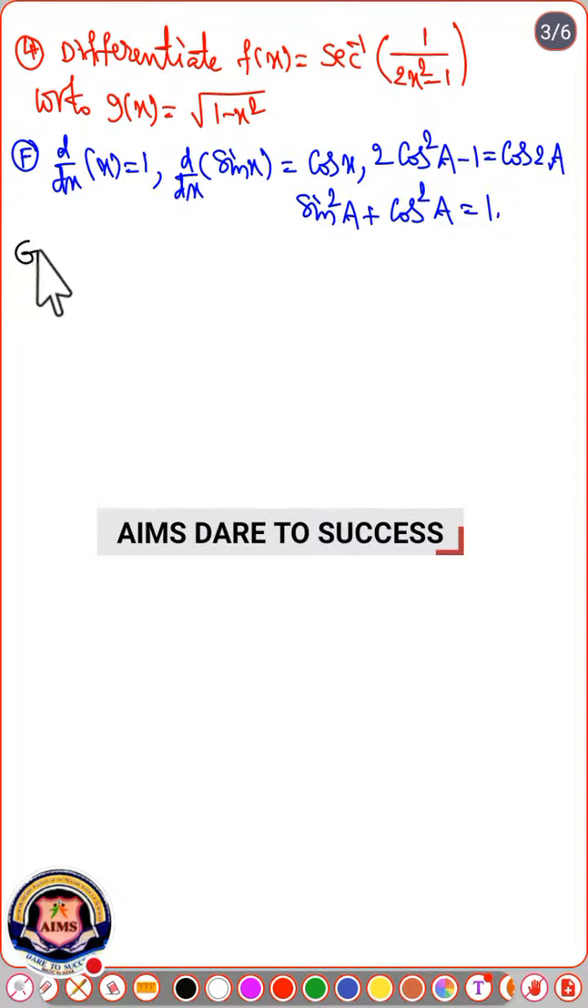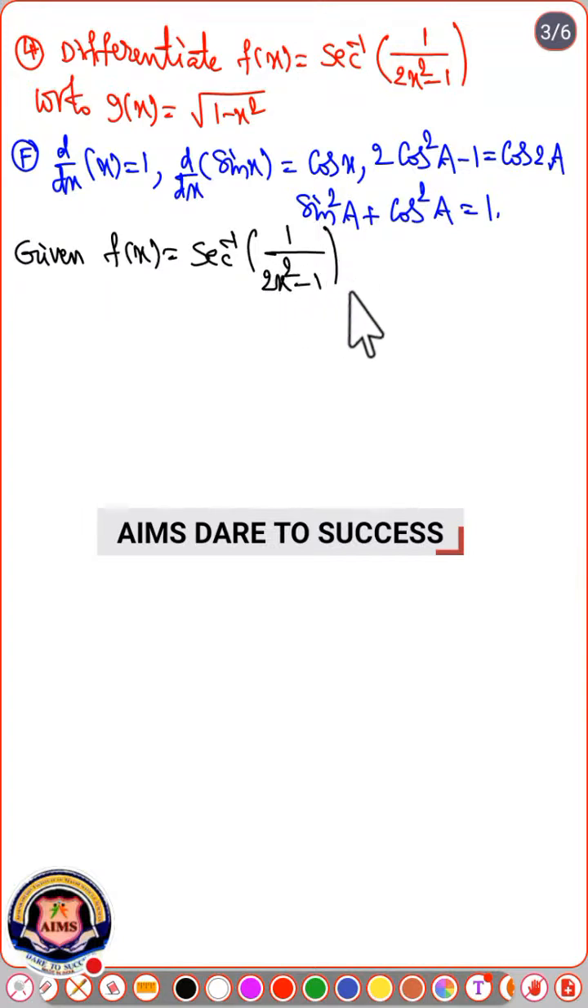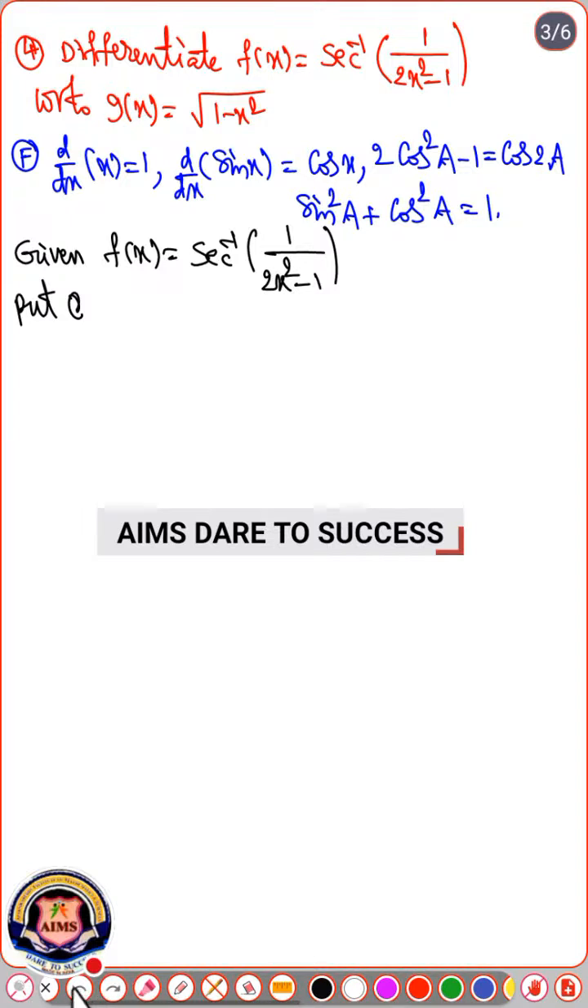First of all you can write, given f of x is equal to secant inverse of 1 divided by 2x square minus 1. Okay, but this does not look like the formula. So what shall we do, my dears? Put x is equal to cos theta.